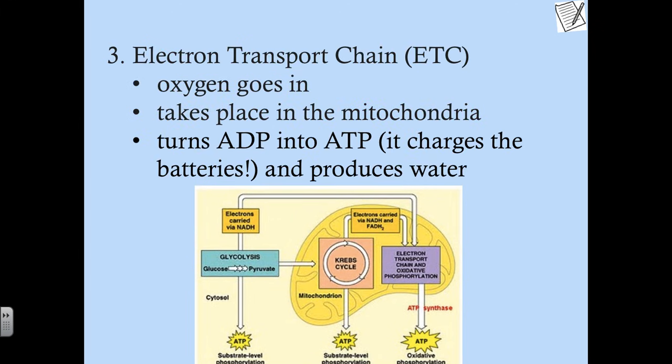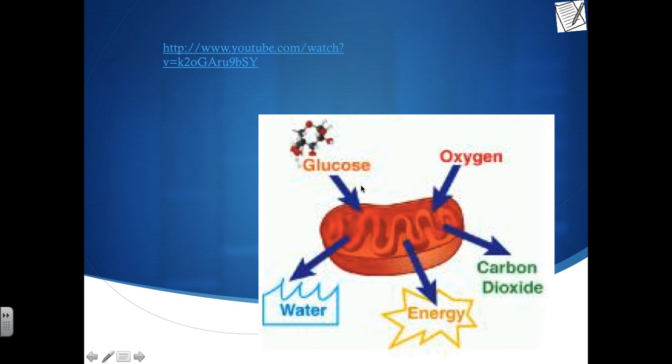And the last part of cellular respiration is called the ETC, which is the electron transport chain. All this means is oxygen goes in, and this is again aerobic respiration. Aerobic means there's oxygen. It takes place in the mitochondria, the powerhouse of the cell, and this is what turns that weaker form, that partially charged battery, ADP, into ATP, and it produces water. Here's another video you can watch to help you out. But in summary, this is basically what cellular respiration looks like.